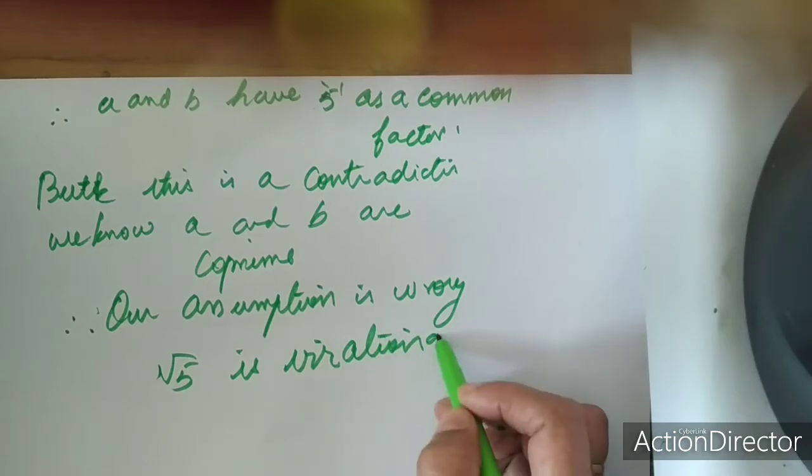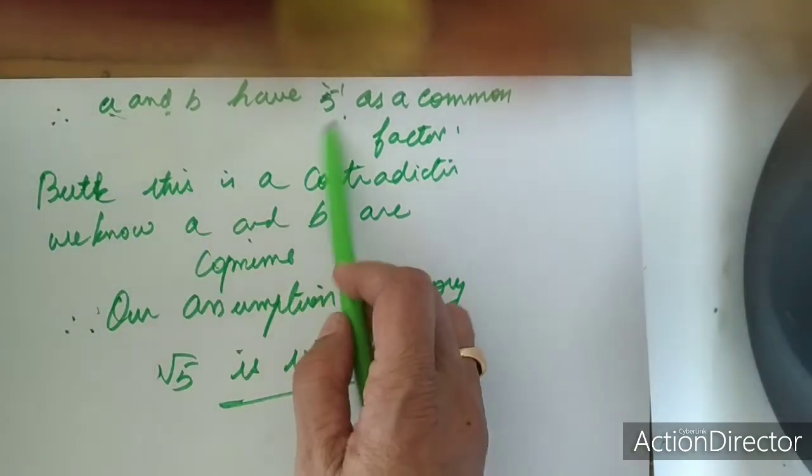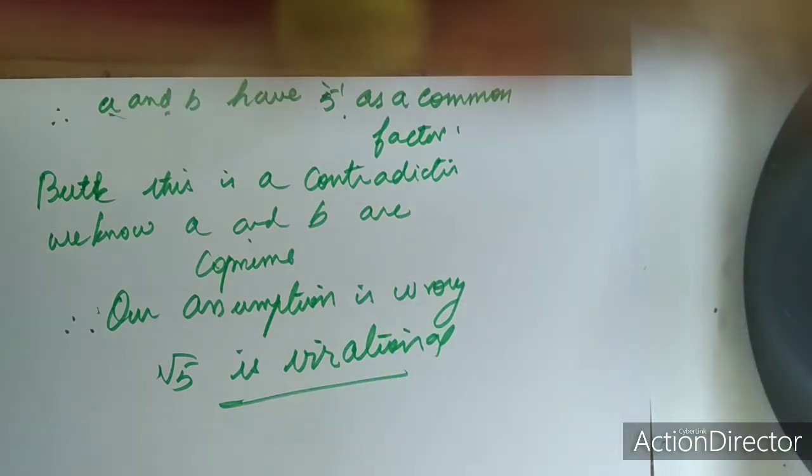Hope you understood now. That is, A and B have 5 as a common factor, but according to our assumption that A and B are co-prime, they don't have any other factor except 1. So our assumption is wrong. So we can conclude that root 5 is irrational.